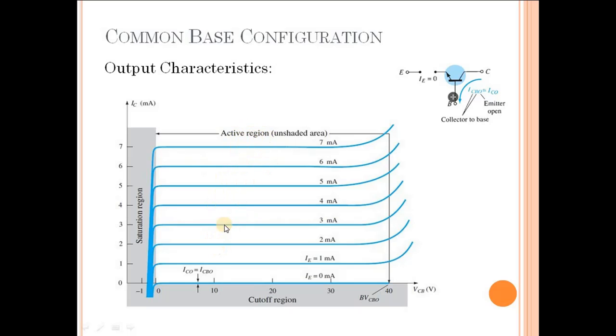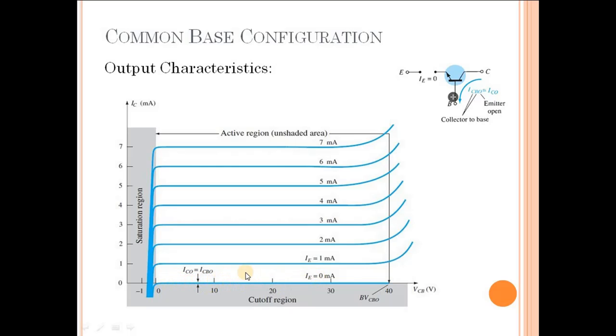In the active region, if you see, when IE is equal to 0 milliampere, the IC is almost equal to 0 for any variation of VCB. So whatever increase you make for VCB, when IE is equal to 0, the IC is almost 0. So what is the reason behind that?